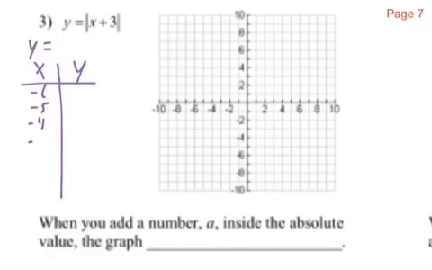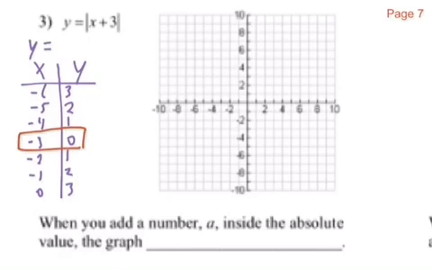-6, -5, -4, -3, -2, -1, and 0. Your y values are 3, 2, 1, 0, 1, 2, and 3. Again, your vertex will be in the middle of your table, just like it would be for a parabola, and you're going to notice that it's symmetrical, so your top and bottom y values should be the same. So to graph this, now you're going to want to plot your points, -6, 3, -5, 2, -4, 1, -3, 0, -2, 1, -1, 2, and 0, 3.